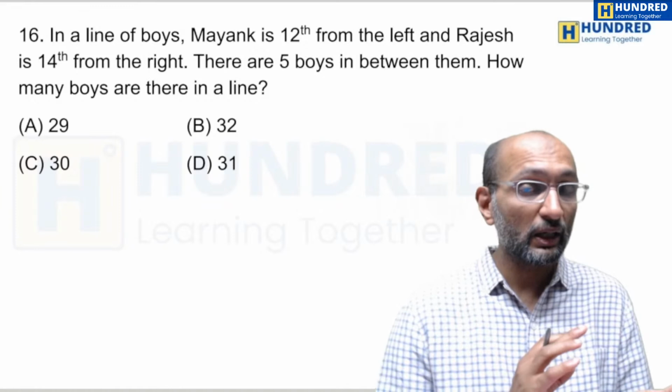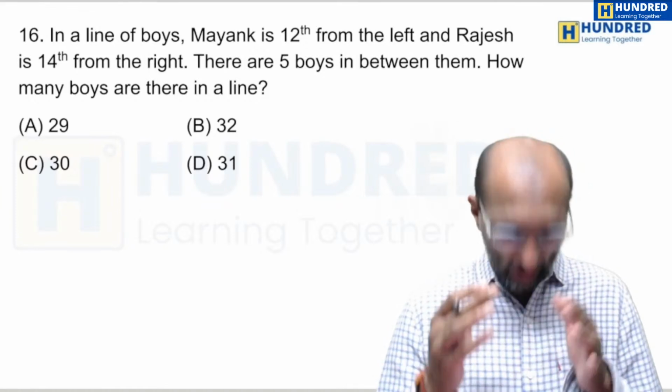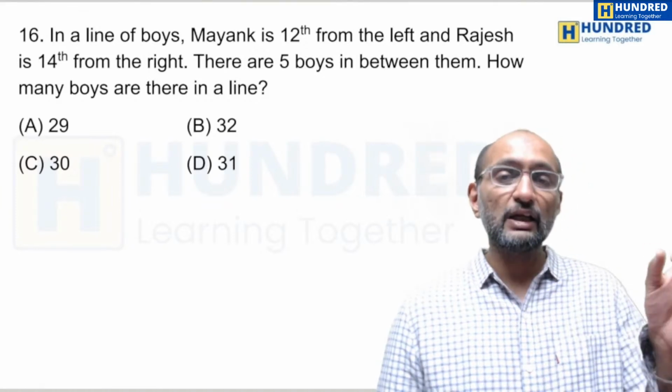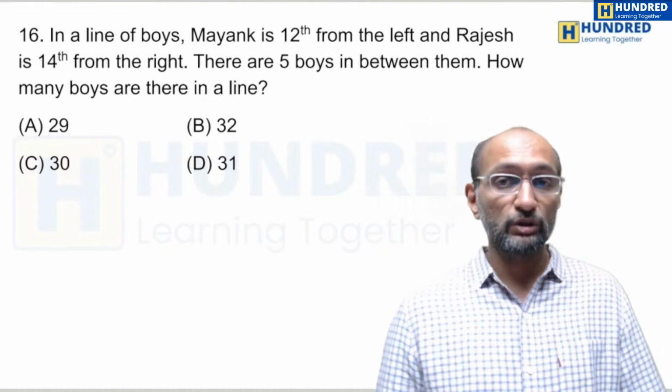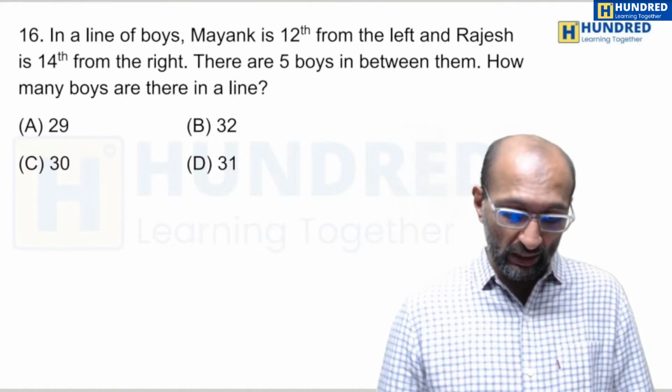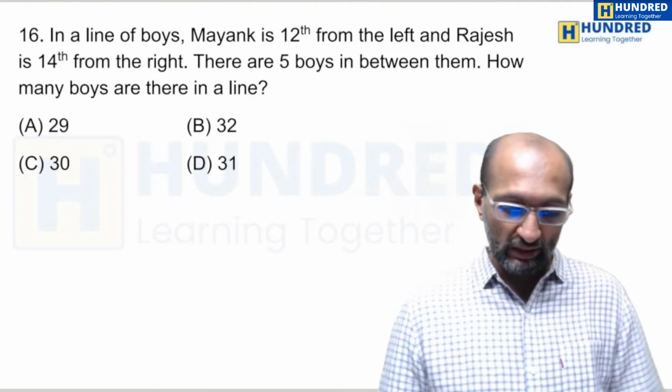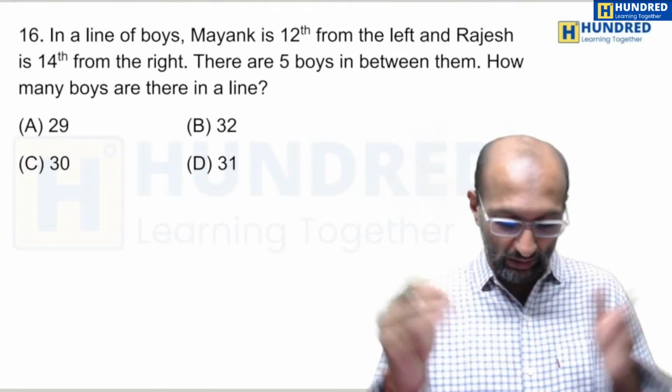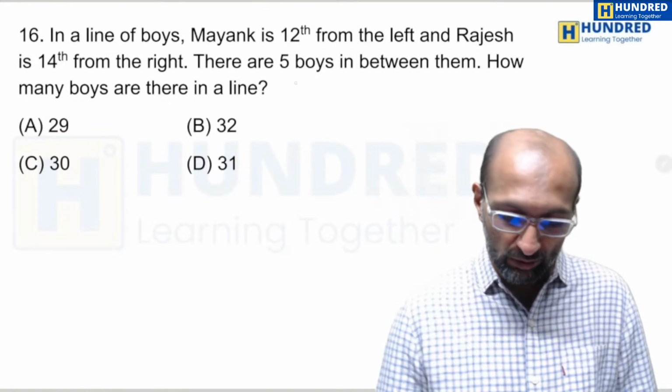We have to find the total number of students in the class, or the total number of books. That is what we have to find. What is in between them is already given: 5 boys in between them.